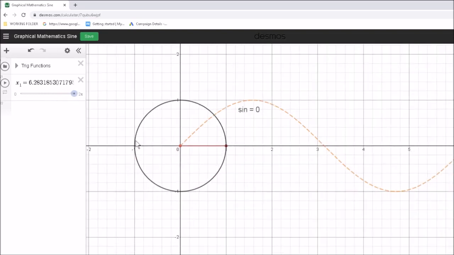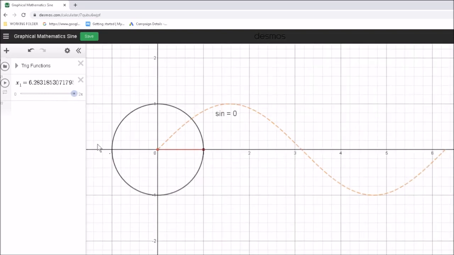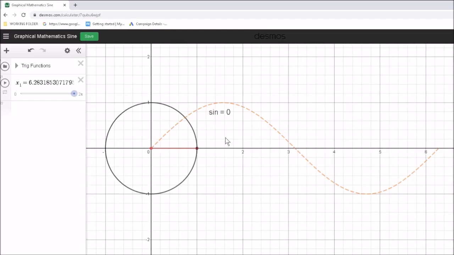So the sine function is positive in the first quadrant from 0 to 90 degrees. It's positive from 90 to 180 degrees, it's negative from 180 to 270, and it's negative from 270 to 360.